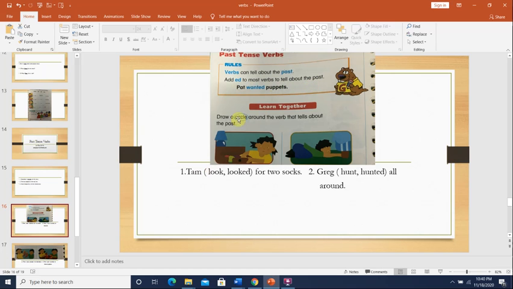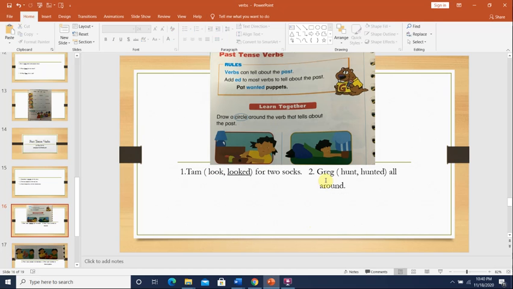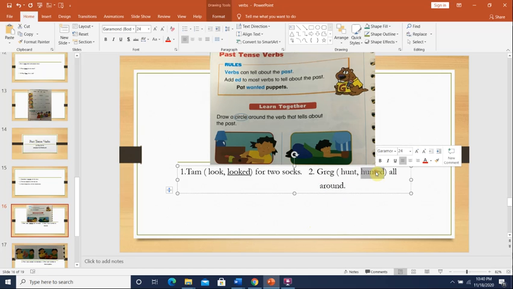Okay, so number 1 here, Tam looked for her socks. Okay, it says circle the verb that tells about the past, that something already happened. So what do we look for? The verb with the ed. Tam looked for her socks. Number 2, Greg hunted all around. Okay, hunted also means to look or to search. Hunted, we used hunted because it ends with ed.